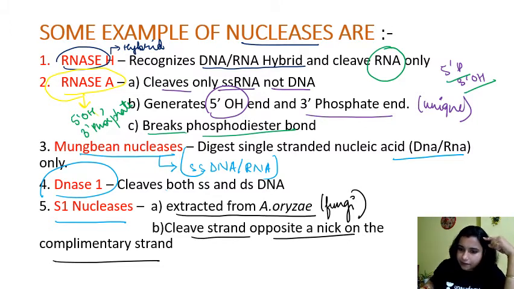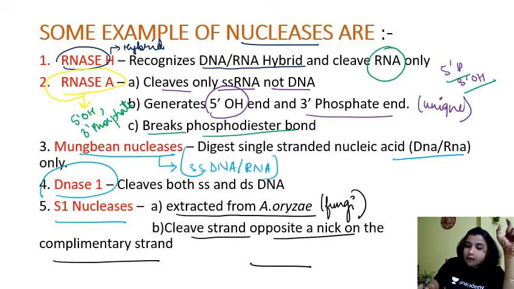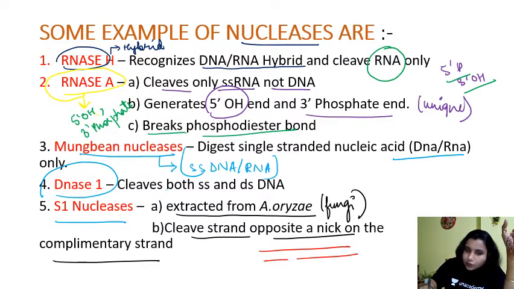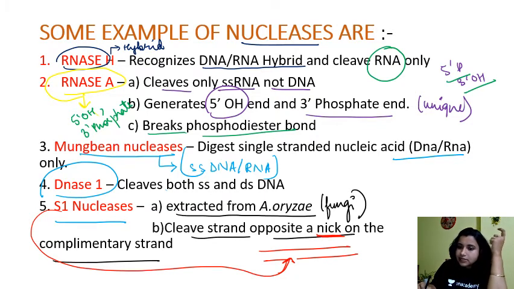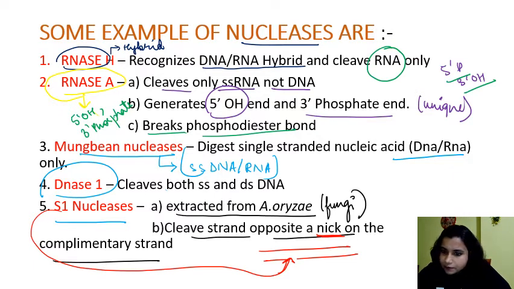Suppose if I show you the DNA here, just a moment. If I draw this DNA, and this is a nick, right? So S1 endonuclease can act at this nick site also. See this nick site, it can act on the nick site also. So this is how it will act on the nick site, right? So that is all, examples of some nucleases, right?